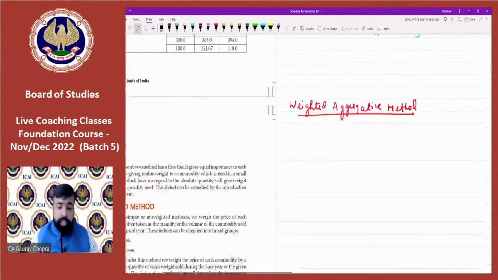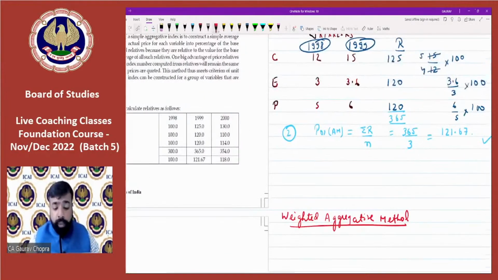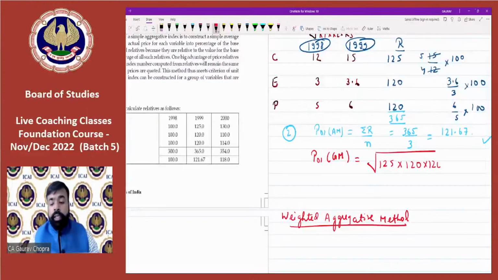Okay, so before doing this weighted aggregative, Hanu is asking how to do the previous question with geometric mean. So if we want to do with geometric mean, then what we have to do? Multiply all the 3 values, 125 into 120 into 120, and take the cubic root. Don't take square root because values are 3. So 2 values, square root; 3 values, then cube root; 4 values, then 4th root. All right.